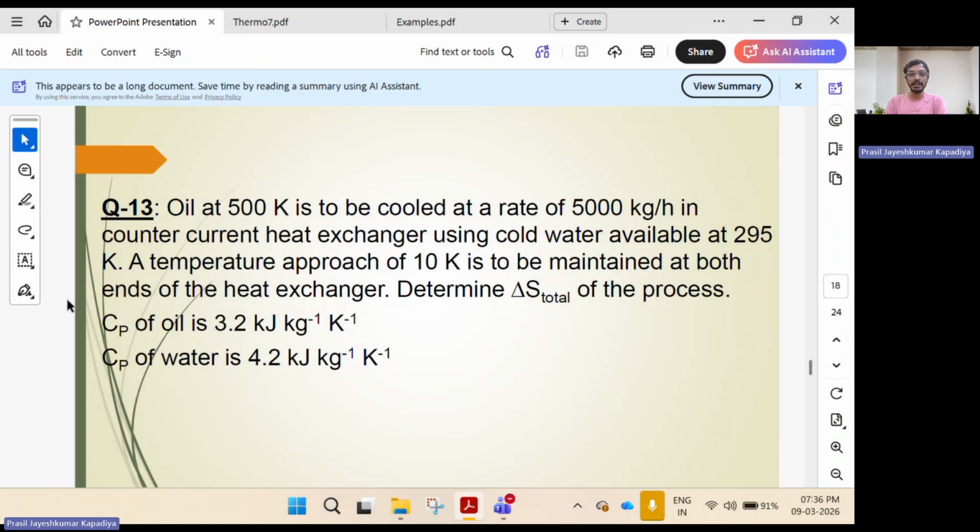Oil at 500 Kelvin is to be cooled at a rate of 5000 kg per hour in a counter current heat exchanger using cold water available at 295 Kelvin. So I want to cool my oil from 500 Kelvin at a rate of 5000 kg per hour, using some cooling water, cold water that is available at 295 Kelvin. A temperature approach of 10 Kelvin is to be maintained at both ends of the heat exchanger. So there is one important terminology, that is temperature approach. And we need to find the total entropy change of the process, and we are given the Cp value.